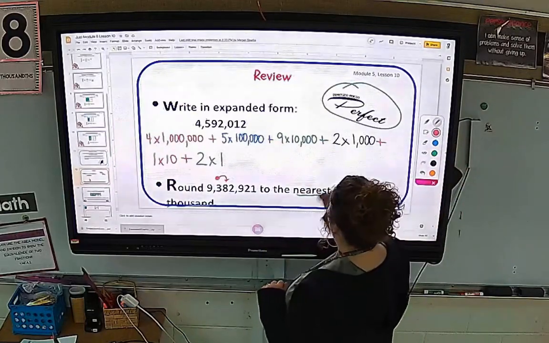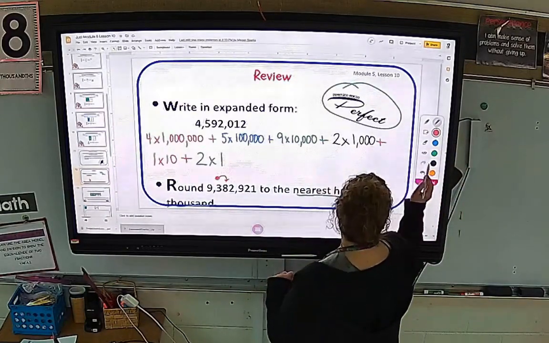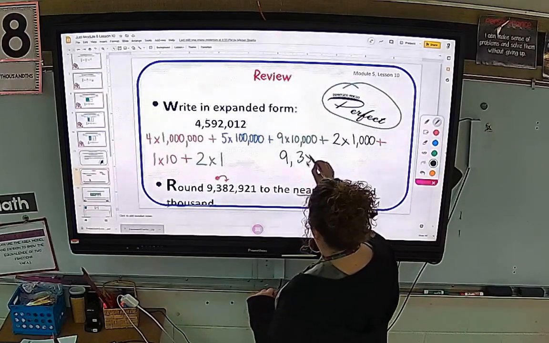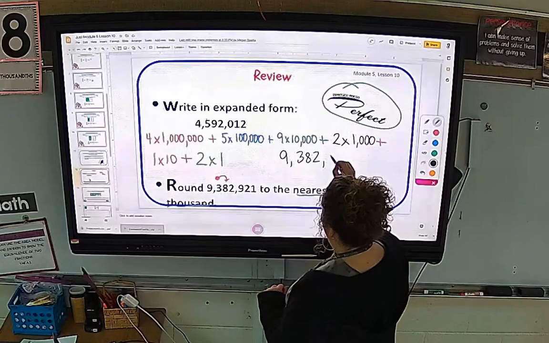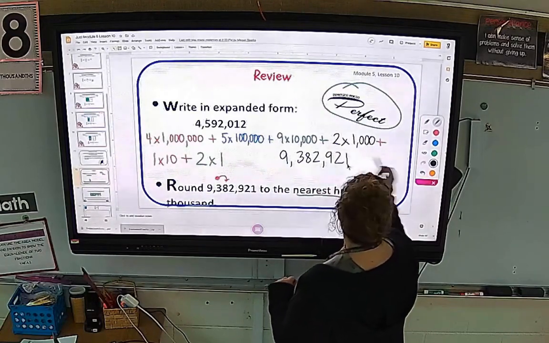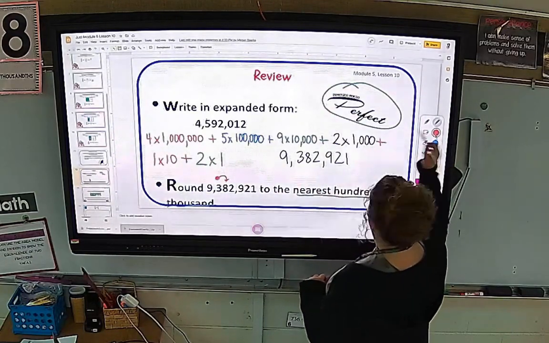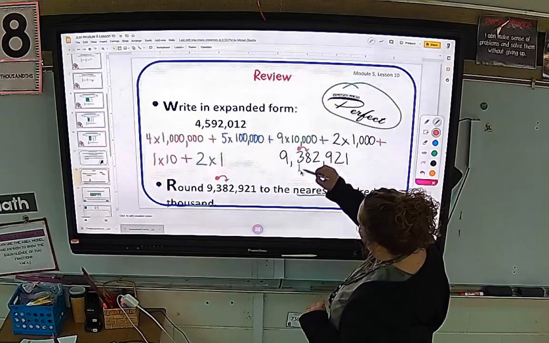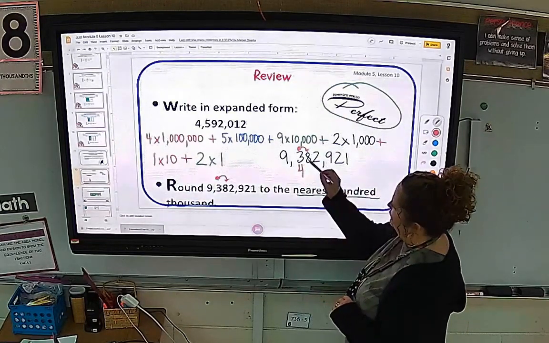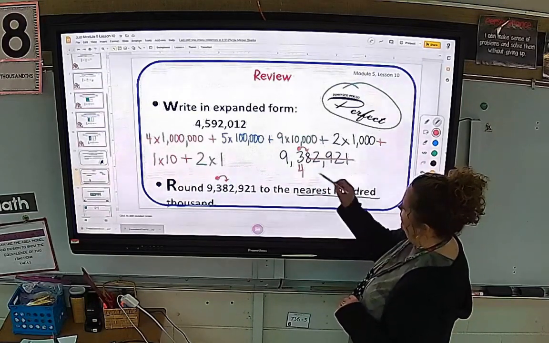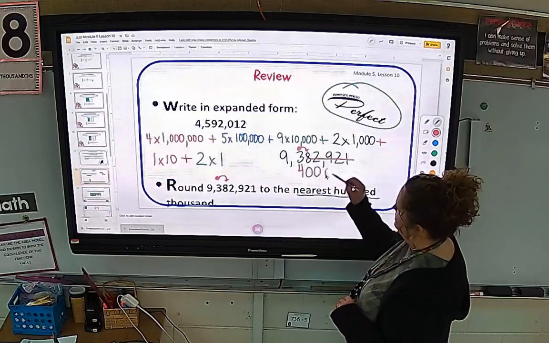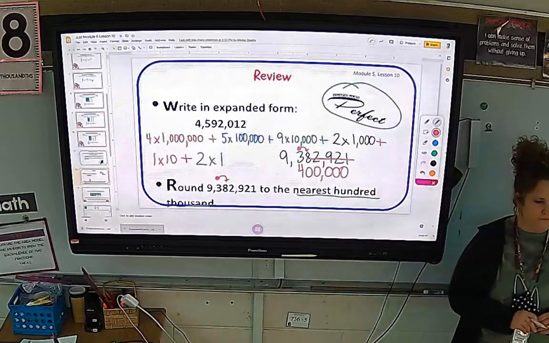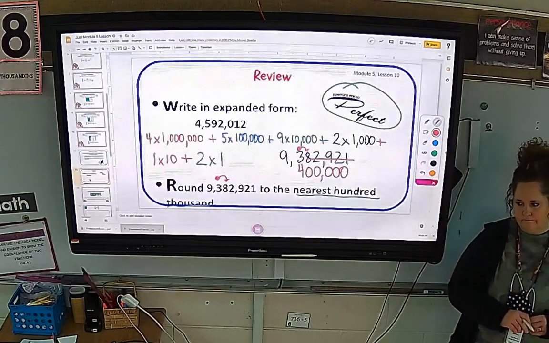So, I really probably should have written this over here. Let me rewrite this number, 9,382,921. Okay. This is going to change to a 4. And from the arrow over, these are all going to be zeros. So the answer is 400,000, right? Yeah. I mean, no.